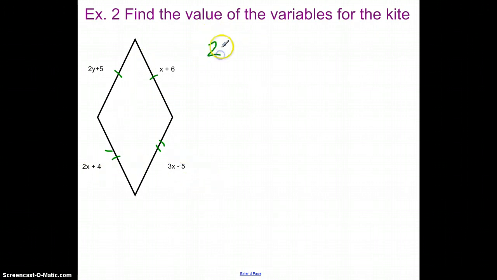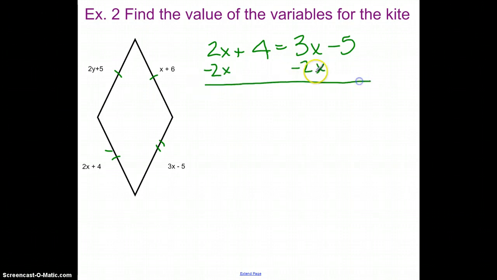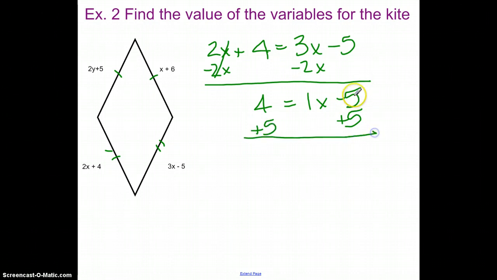So I can start out doing, 2x plus 4 equals 3x minus 5, and then solve from there. So I could subtract 2x. And I have 4 equals 1x minus 5. And then I could add 5 to both sides. And I basically get 1x equals 9. So x equals 9.